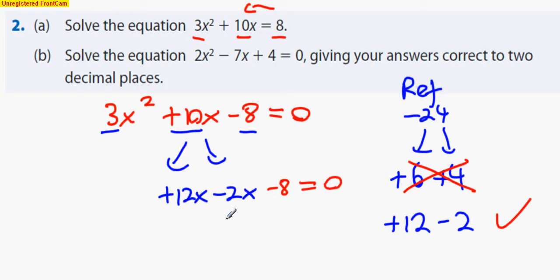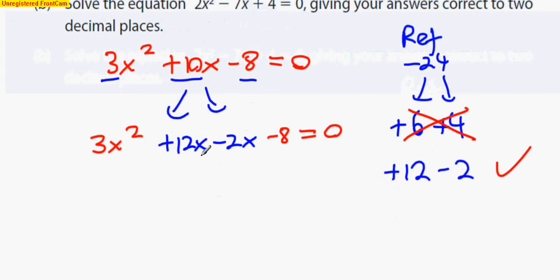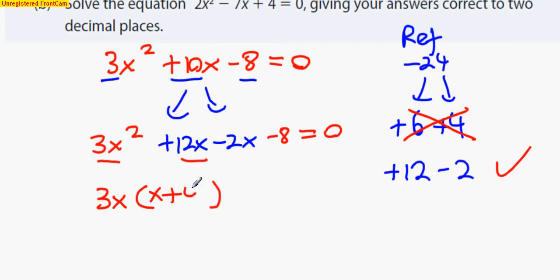And it's still the same as it was before. Now what we can do is we can factorize. So we can take out x and 3. So 3x into, it's going to be x plus 4. We know the second bracket has to be the same. So what number multiplies by x to give you minus 2x? And the answer is minus 2.